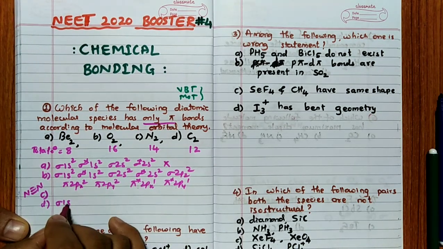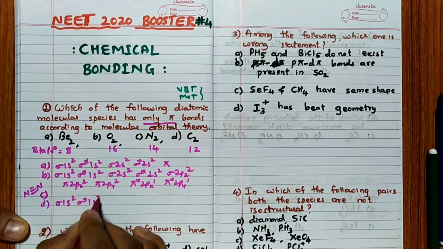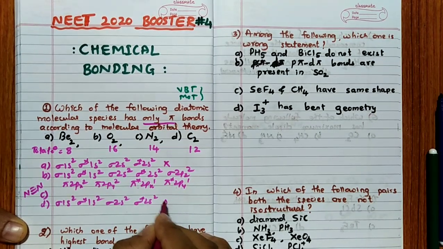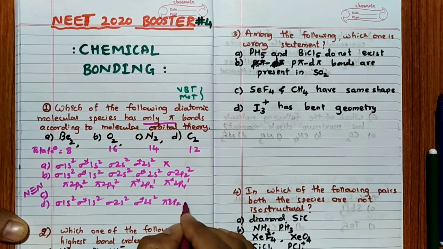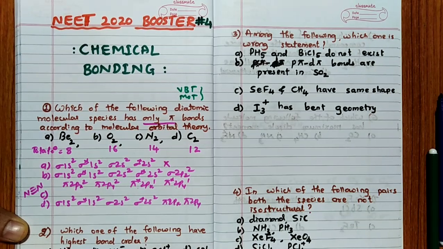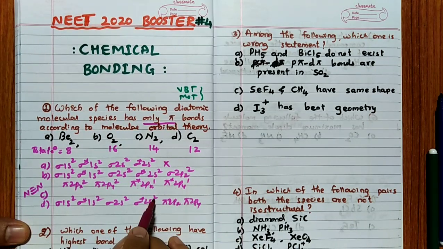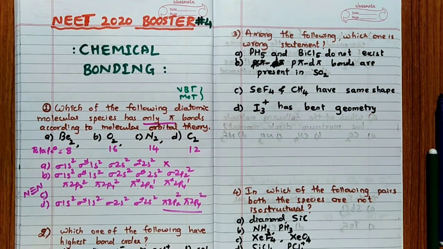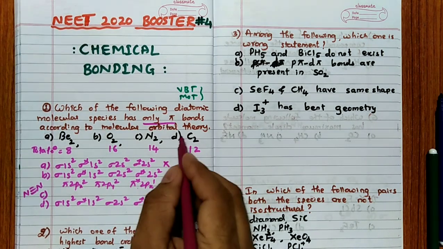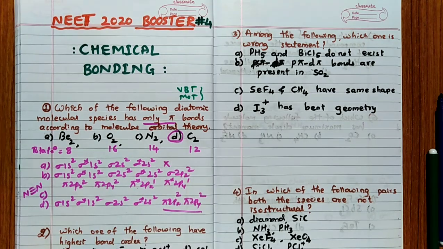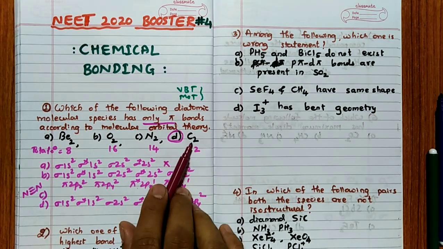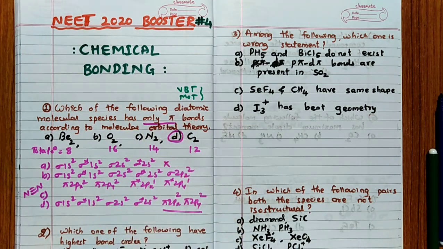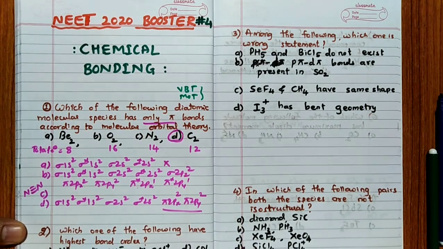C2, remember: sigma 1s2, sigma star 1s2, sigma 2s2, sigma star 2s2, and remember pi 2px, pi 2py. Right? So in pi 2p, here 8 electrons are over. So 9, 10, 11, 12. Only the pi bond has the electrons. Hence remember, only pi bonds are present. So the answer for this question is D. And remember, it is a hypothetical molecule, a hypothetical molecule according to molecular orbital theory, which has only pi bonds. Like this you have to see.